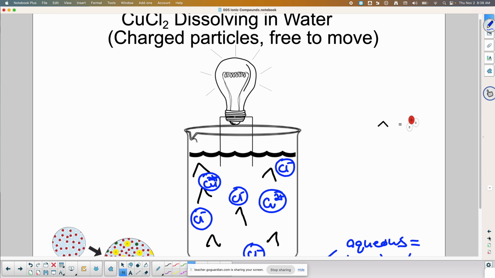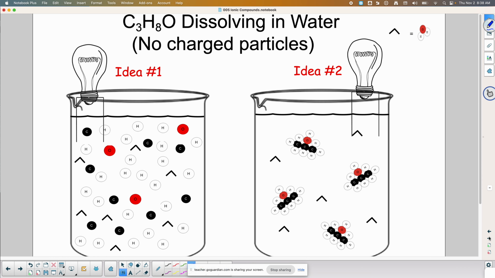Now we have to deal with the isopropyl alcohol. I'm going to pose two possibilities here. We know a little bit about the isopropyl alcohol. We know that it doesn't light up the light bulb, which tells us that either we don't have any charged particles at all, or that if we do have charged particles, the process of dissolving doesn't free them up and they're not able to move around.